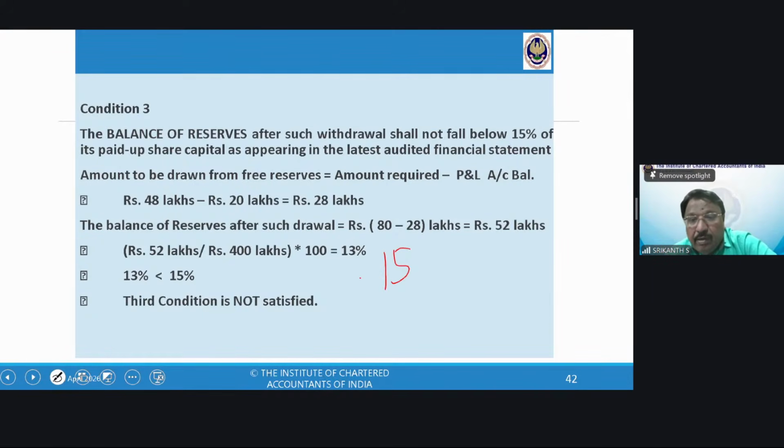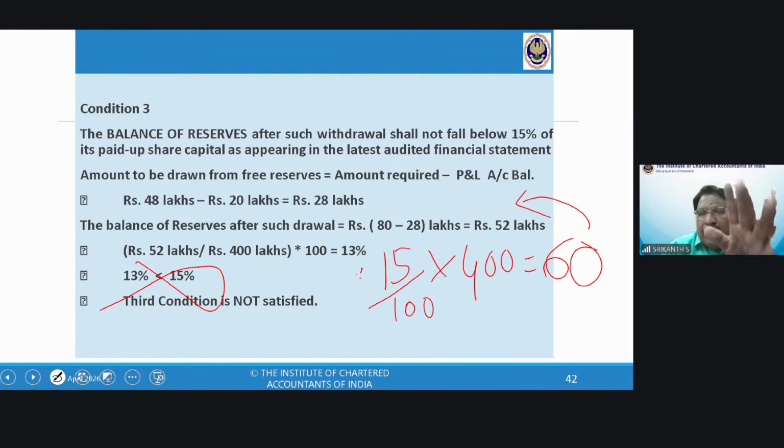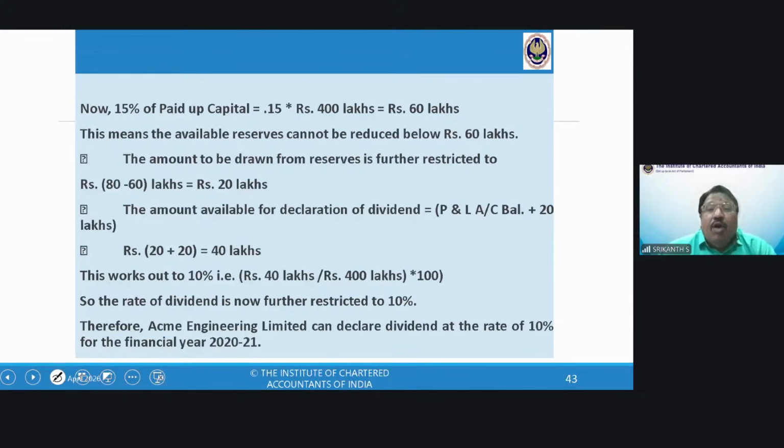15 by 100 into 400 gives me 60. Whereas it goes below that. So even if you don't understand this, it's not a problem. Look at it from a simpler angle. 15% of 400 lakhs is 60, whereas if you draw 28 from 80, I'm getting 52, right? Which means the balance of reserves condition is not satisfied. So it's not that we cannot declare. You need not say because of this you cannot declare. We can still declare, but at a lower rate.